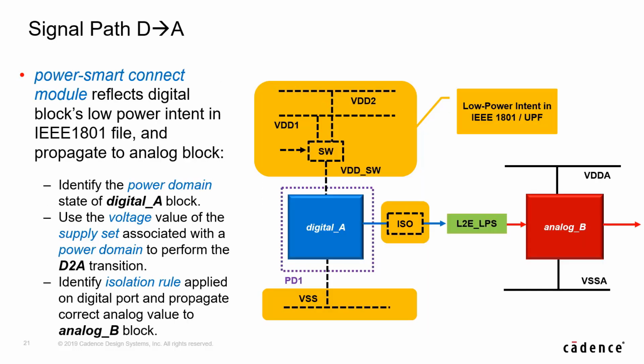First, let's have a look at the signal path. Imagine you've got a digital box connected to the analog view. We will automatically identify the power domain state in which digital A is, so we will know the voltage. We will use the voltage because we know the supply state associated to the domain, and we will therefore put a power smart connection in between this one and the analog world. If somehow you had an isolation rule, we will also identify it and we will create a specific ISO element to do that.